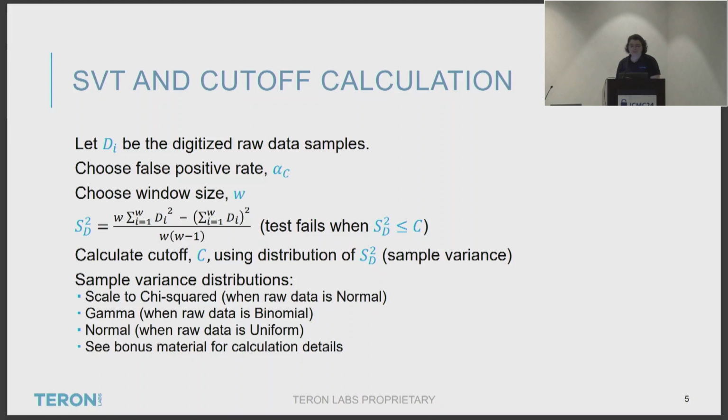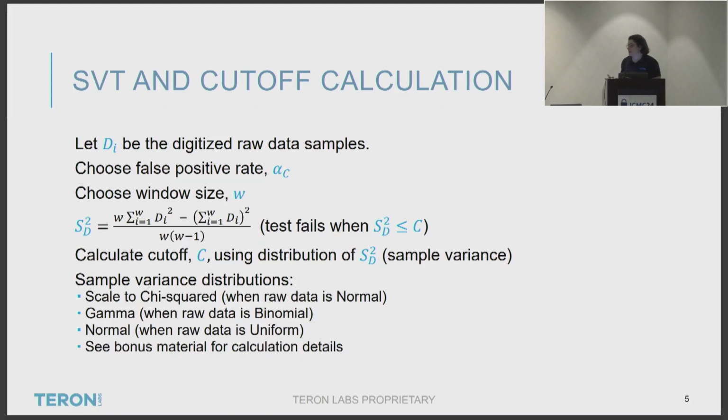To calculate a cutoff, you ideally need to know the distribution of the sample variance, and that varies depending on what distribution your raw data comes from. So if your raw data is normal, the sample variance can be scaled to the chi-squared distribution. That was easy to find in my statistics textbook. The others I couldn't find, so I did some simulations.